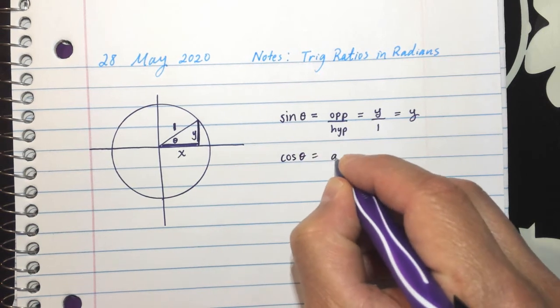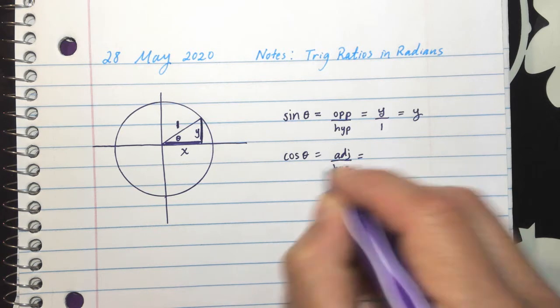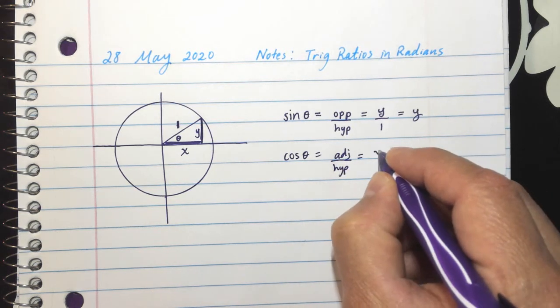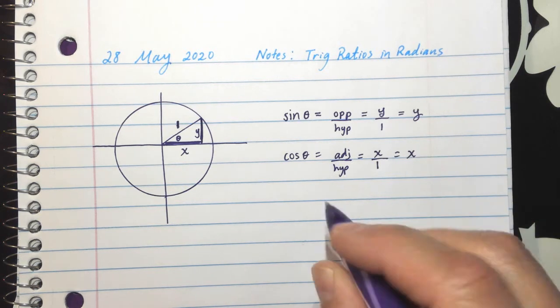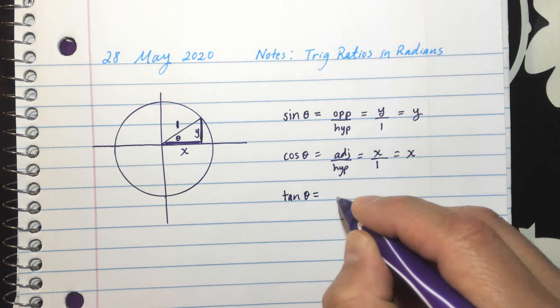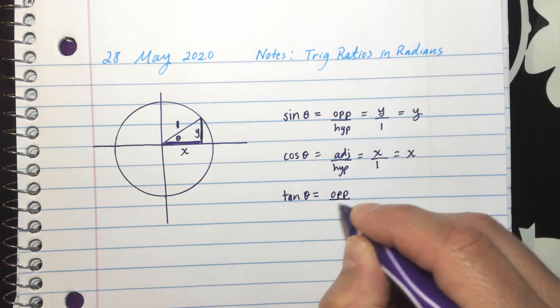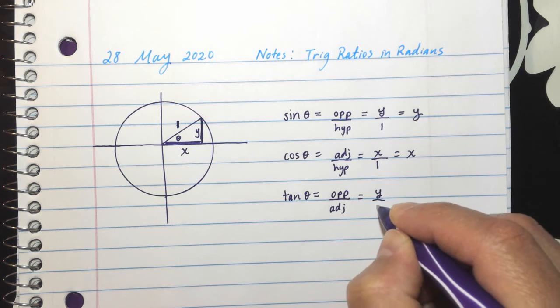Cosine is adjacent over hypotenuse. I'm going fast because we already did this in a previous lesson. The adjacent side is x. Hypotenuse is 1. x divided by 1 is just x. And then tangent is opposite over adjacent. Opposite is y. Adjacent is x.